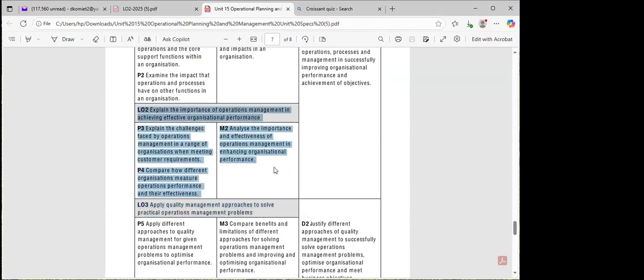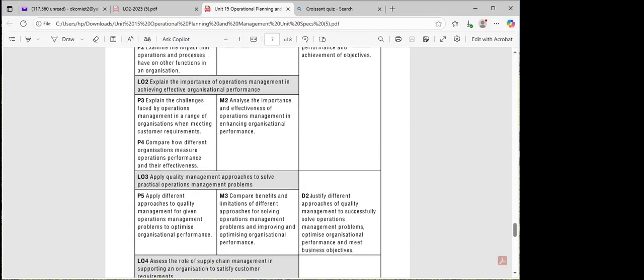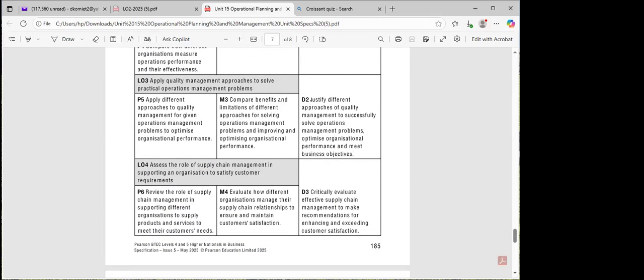Okay, that's LO2. We spoke about explaining the importance of operations, explaining the challenges, comparing how different organizations measure operations performance and effectiveness. We then spoke about how to analyze the importance. So those are the assignments for all three. Now, my question is, what do you remember? What have you learned, or what do you remember so far?